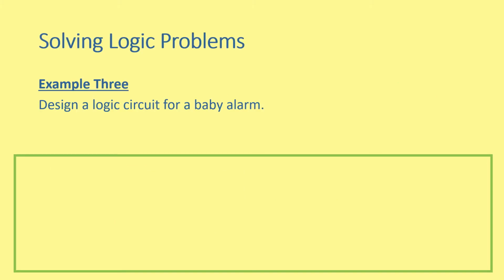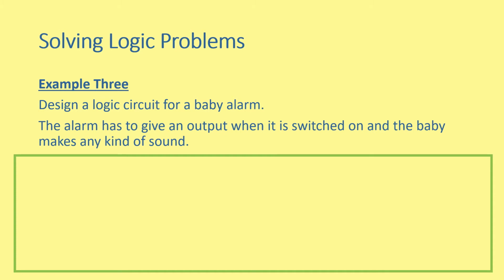Example 3. Design a logic circuit for a baby alarm. The alarm has to give an output when it's switched on and the baby makes any kind of sound. So again, just like with our last two, we need a switch, don't we? We need to turn the alarm on before it's going to work. And we also need a noise sensor or sound sensor.